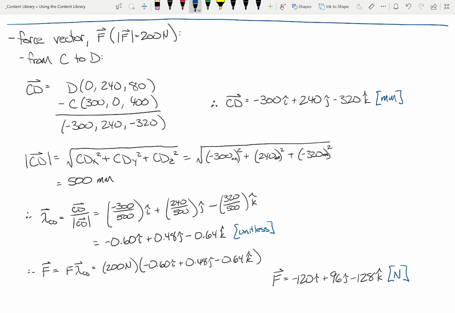So if I divide the distance vector by its own magnitude, what I get is a vector with a length of 1. I mean, if I do square root of this squared plus that squared, I get 1, right? So if I take this vector, multiply it by 200 newtons, now I get a vector that has a length of 200 newtons in the direction of that force. Everybody okay with that? All right.